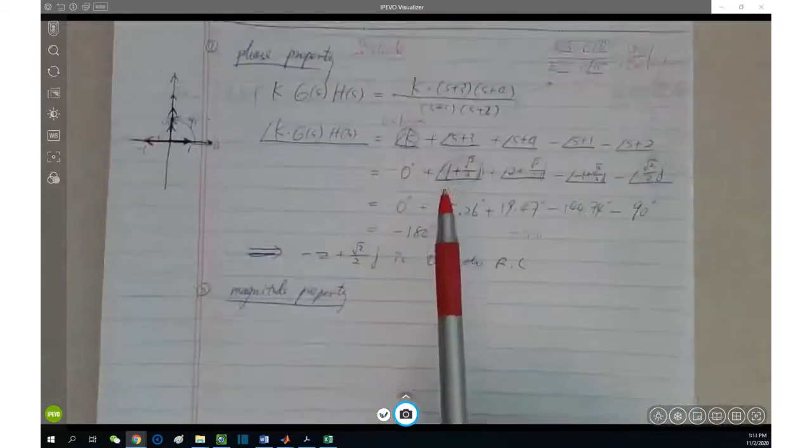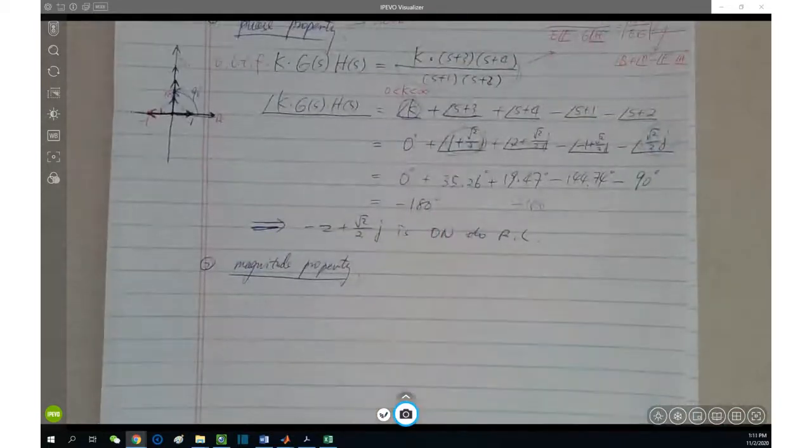How do we find the K value? To find the K value, we need the magnitude property.